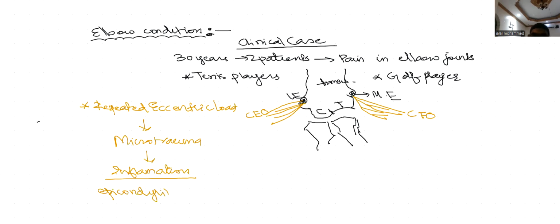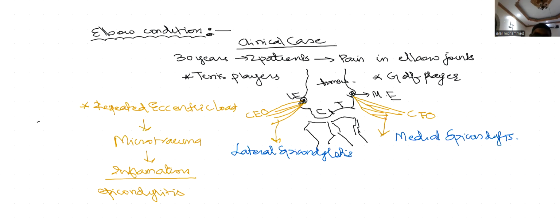It may affect the lateral side or the medial side. If it affects the lateral side, we call it lateral epicondylitis. And if it affects the medial side, it is called medial epicondylitis. It is very important that you should not exchange medial with lateral, or lateral with medial.